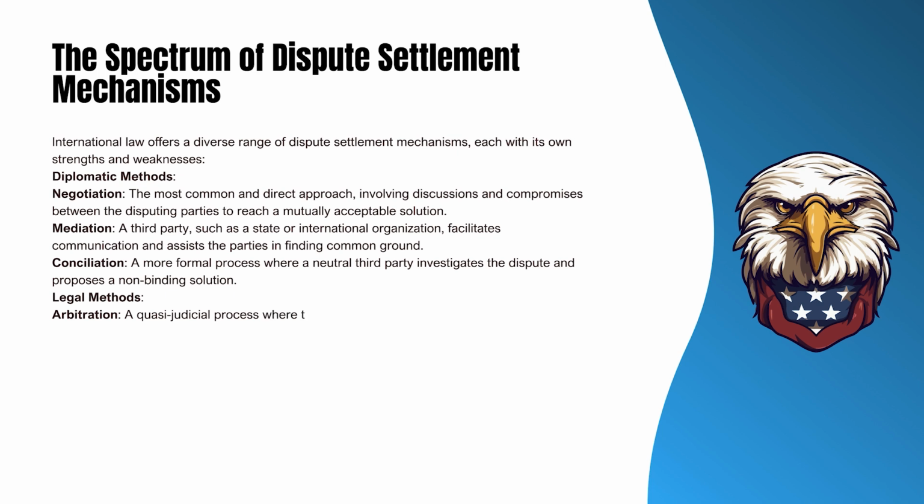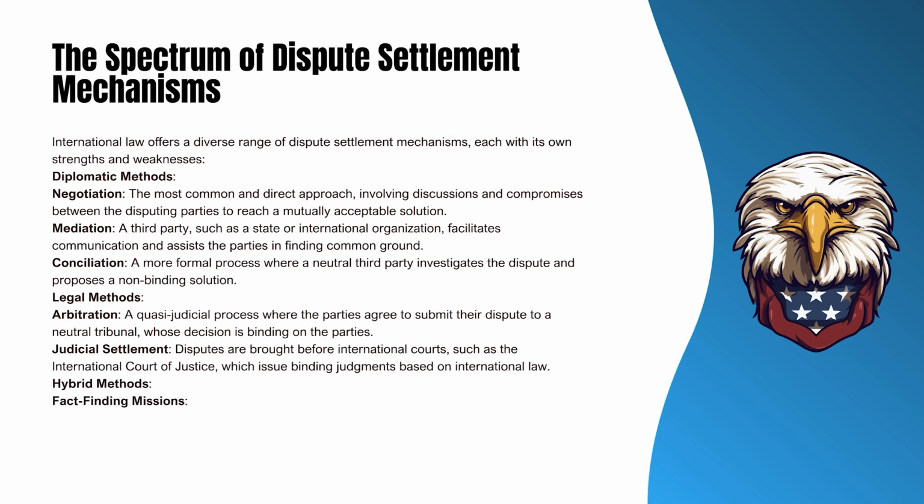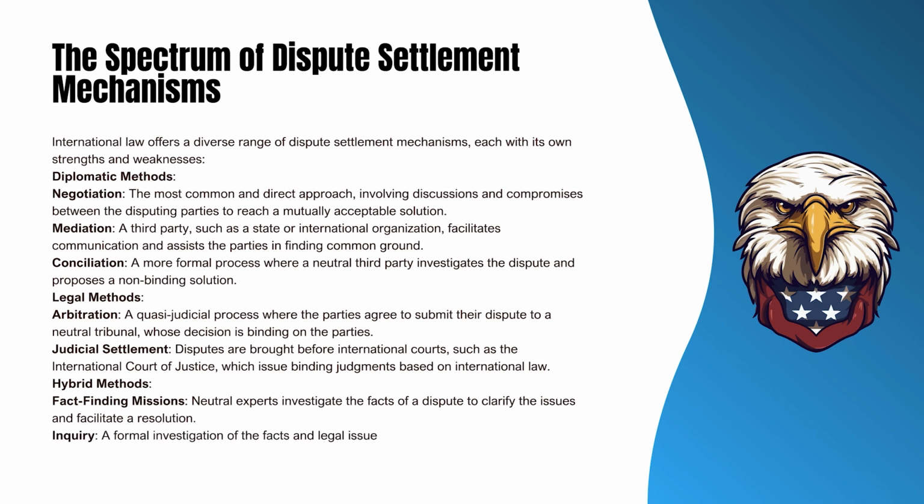Legal methods. Arbitration. A quasi-judicial process where the parties agree to submit their dispute to a neutral tribunal whose decision is binding on the parties. Judicial settlement. Disputes are brought before international courts, such as the International Court of Justice, which issue binding judgments based on international law. Hybrid methods. Fact-finding missions. Neutral experts investigate the facts of a dispute to clarify the issues and facilitate a resolution. Inquiry. A formal investigation of the facts and legal issues surrounding a dispute, typically conducted by an international commission.